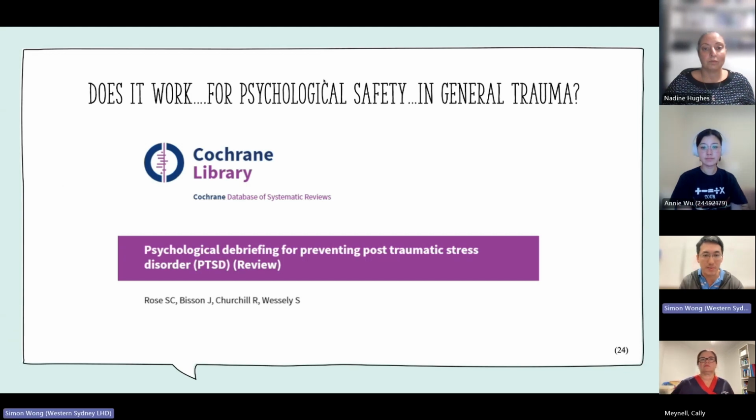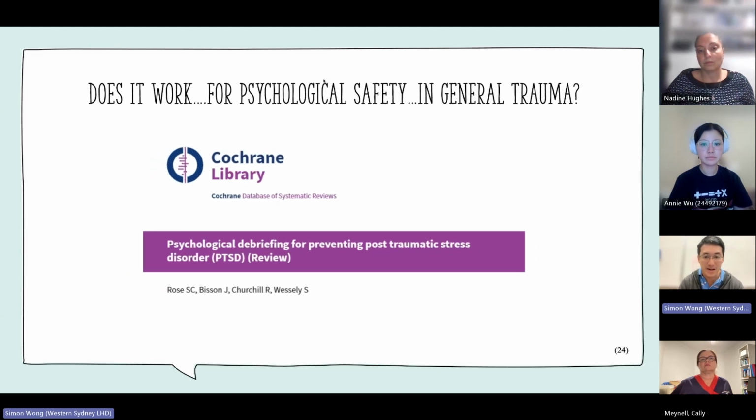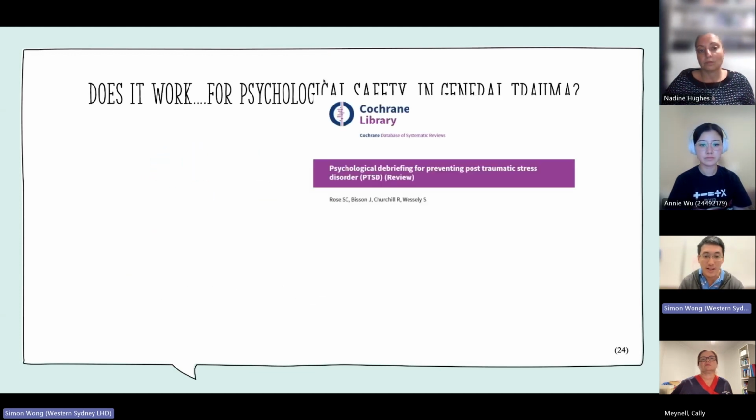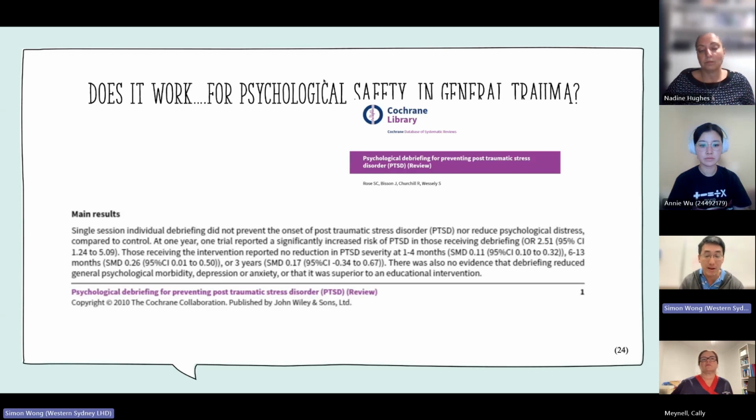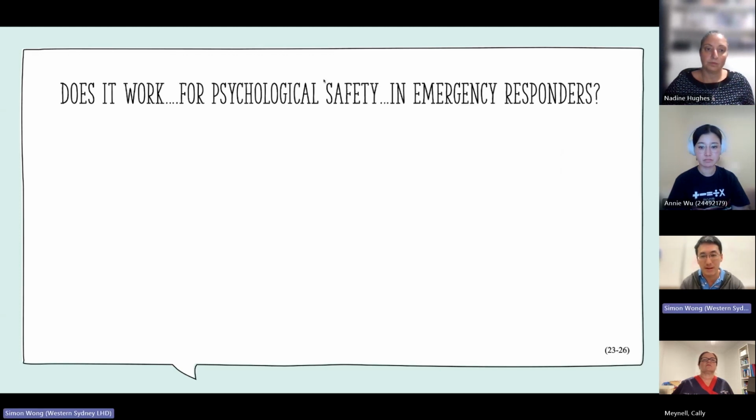Looking at some big studies on psychological safety in general trauma, not just medical trauma, the Cochrane Library published a Cochrane review, a systematic review and meta-analysis. They found that single-session debriefings did not prevent the onset of PTSD and did not reduce psychological distress compared to control. There was also no evidence that debriefing reduces general psychological morbidity, depression, or anxiety, or that it was superior to educational intervention. Obviously, this was done about 14 years ago, and since then there have been multiple other studies and improvements in that area.